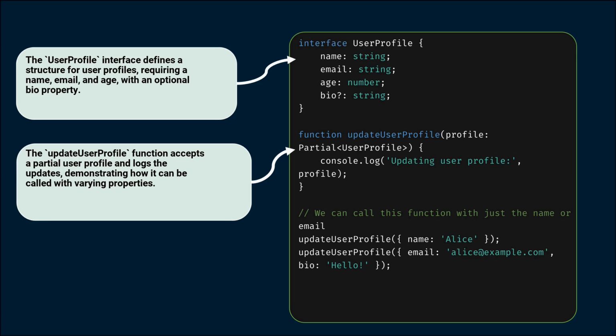For instance, when we call updateUserProfile with just the name, the function executes without requiring the complete user profile object. Similarly, we can also pass an object containing email and bio, showcasing how Partial<T> allows us to focus on just the fields we want to update. This makes managing user profiles in various scenarios much simpler and more efficient, as we don't have to deal with filling out unneeded properties. Next, we will write the following code that demonstrates the utility type Required<T>.